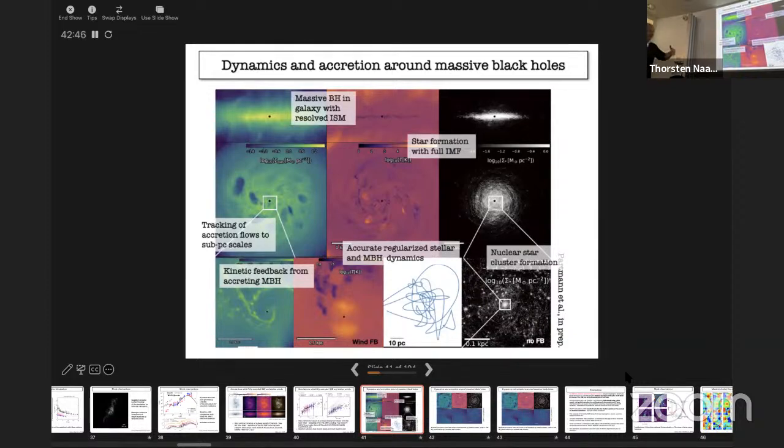And now he has included something else. And this is around the black hole. We have done this with others; Antti Rantala has been pioneering this. Around the massive black hole, we have a region where we compute the stellar orbits with a regularization approach. It's an algorithmic regularization approach. It's very accurate.